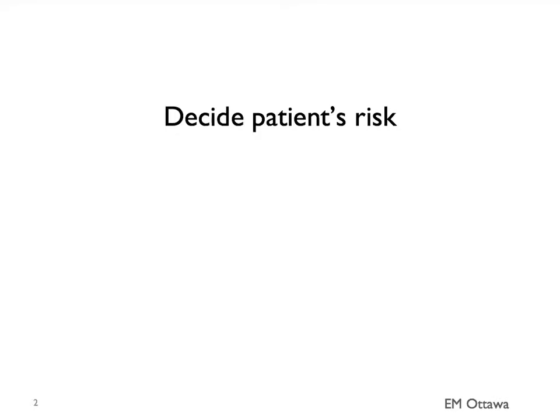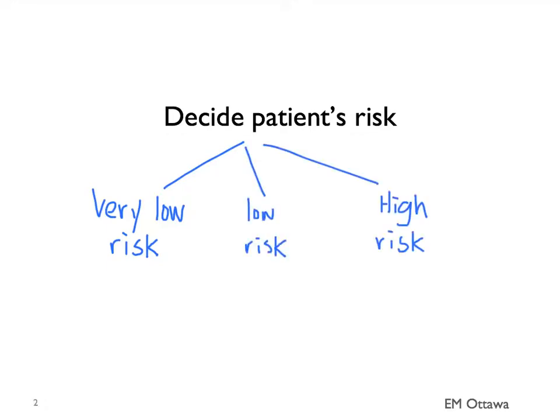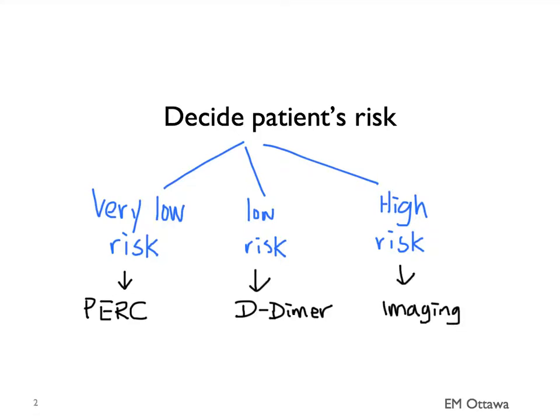We start off by deciding the patient's risk. They can be very low risk, or high risk, depending on what risk category the patient is in. We will use different tests to rule in or rule out a PE. In the very low risk patient, we will use a rule known as the PERC rule. In the patient with low risk, we will use the D-dimer test. And in the high risk patient, we rely on imaging. We'll discuss this in detail.